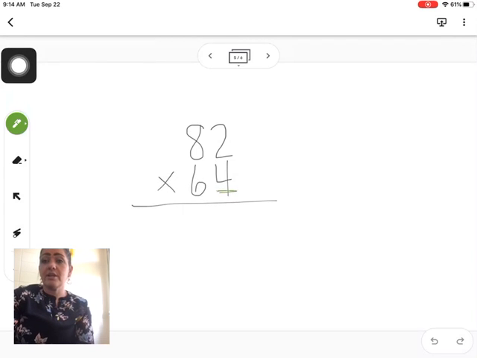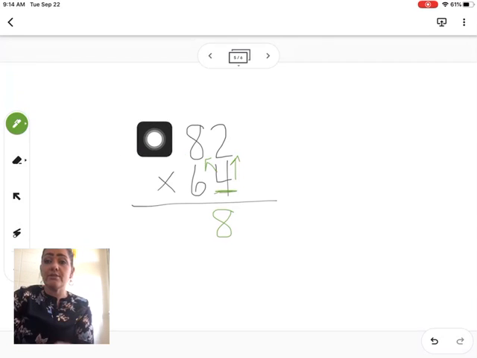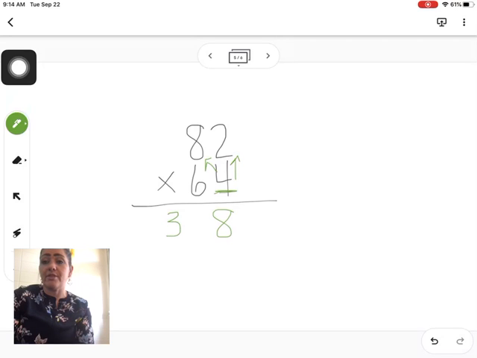We're going to start in the ones place. That 4 is going to get multiplied by the 2 first. That equals 8, so we put that in the product, the answer. Then we do 4 times 8 equals 32. Again, I don't have any other numbers, so I'm going to write 32 in the answer.